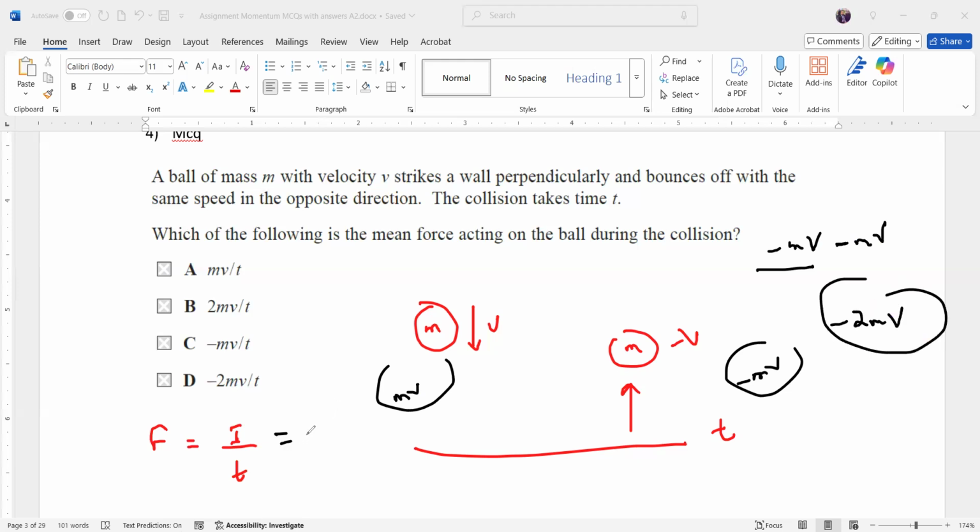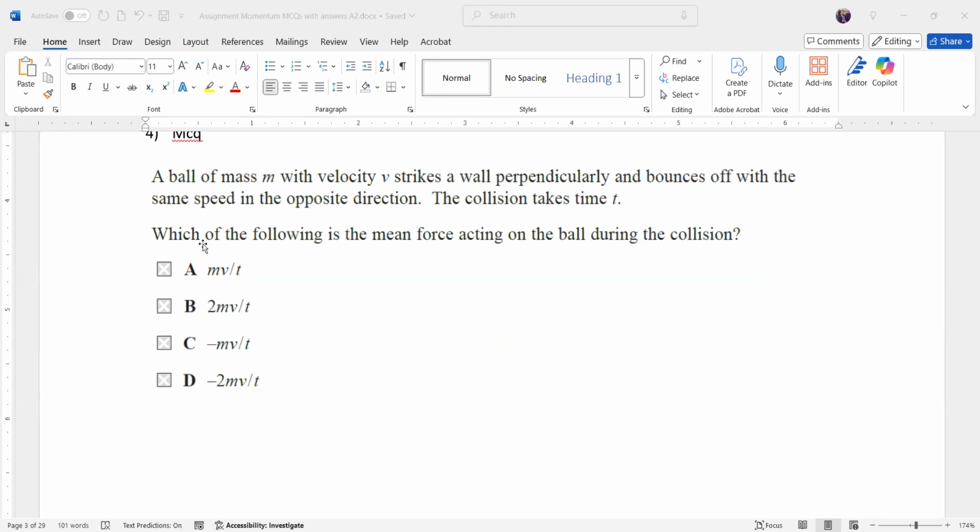That is the impulse. So the impulse is minus 2 mv and divided by time. So minus 2 mv divided by time will give us the value for the force. So with reference to that, D should be the right answer. Is it clear? Okay.